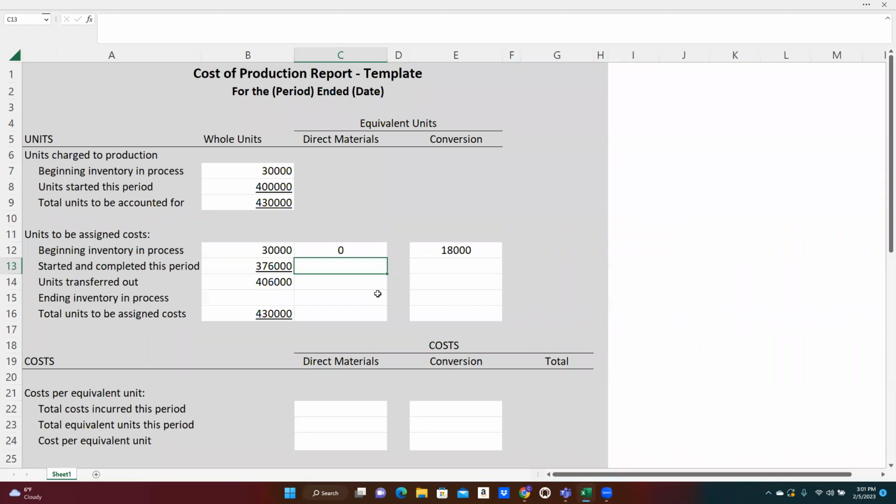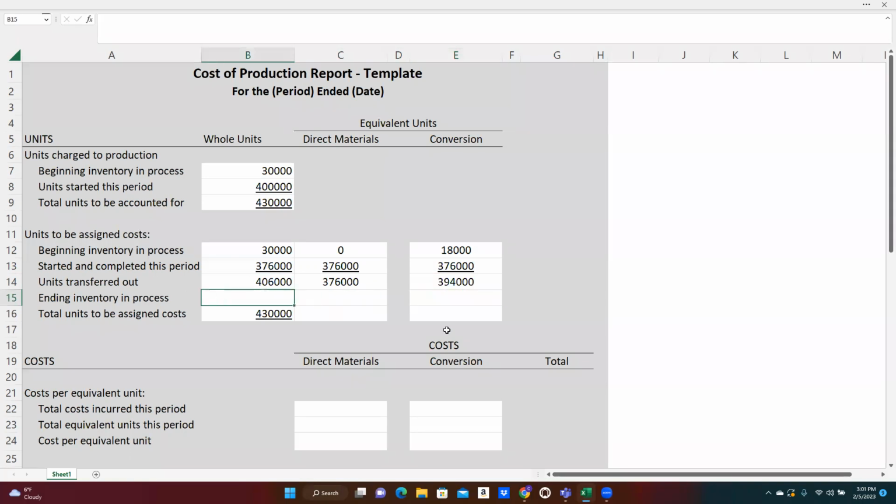So if these 376,000 units were started and completed this period, that means that we incurred all of those costs. We added all the direct materials, and we did all of the conversion work. All of the direct labor and overhead were incurred this period. So I'm just going to put my totals in here like that. Okay.